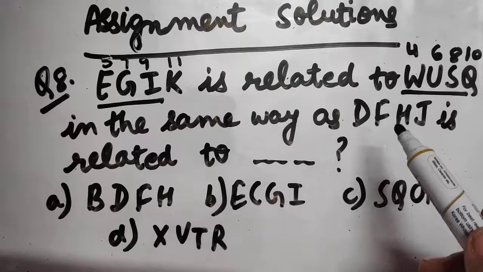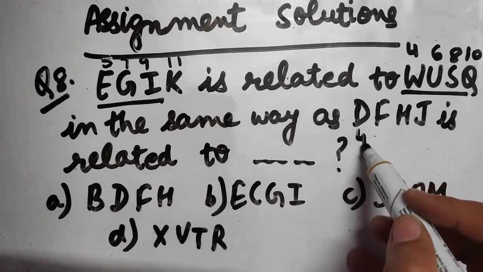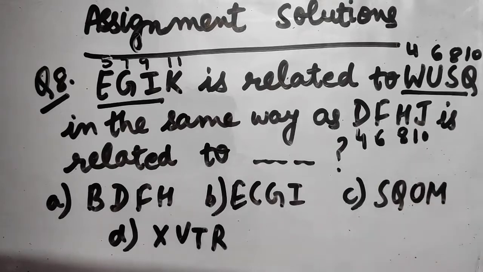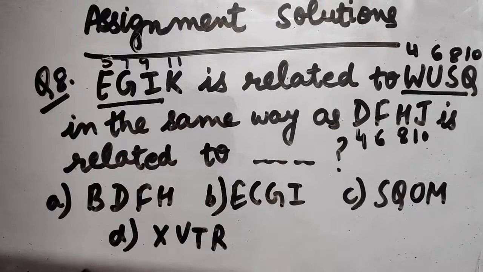Similarly, D, F, H, J are the 4th, 6th, 8th and 10th letters from the beginning of the alphabet. So the required group will consist of the letters having the same relationship as given to us in the question. So for question number 8, the correct answer is option D, which has the same relationship.